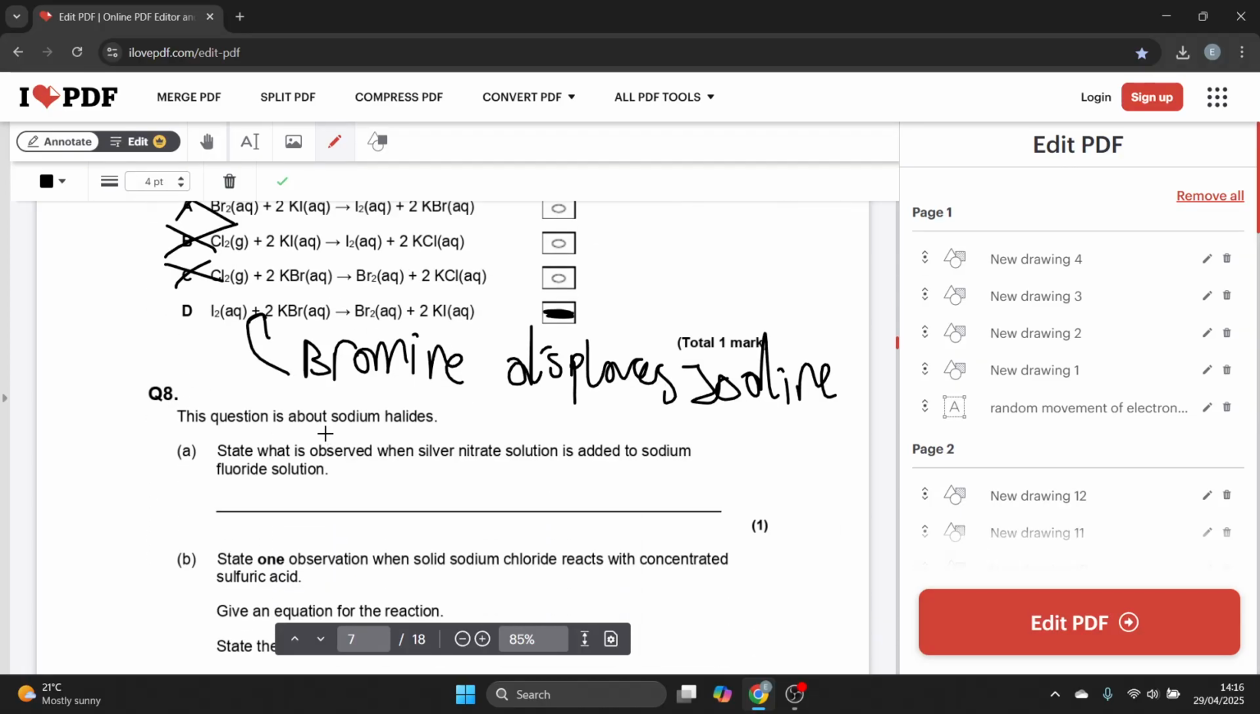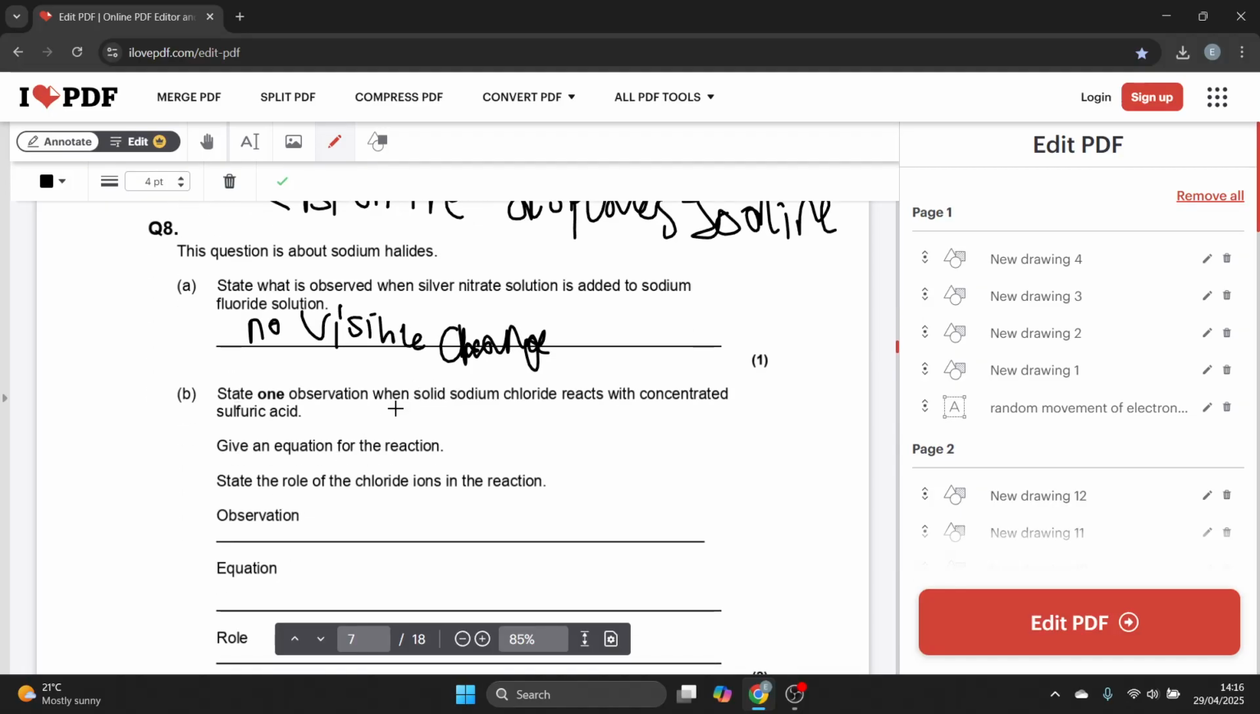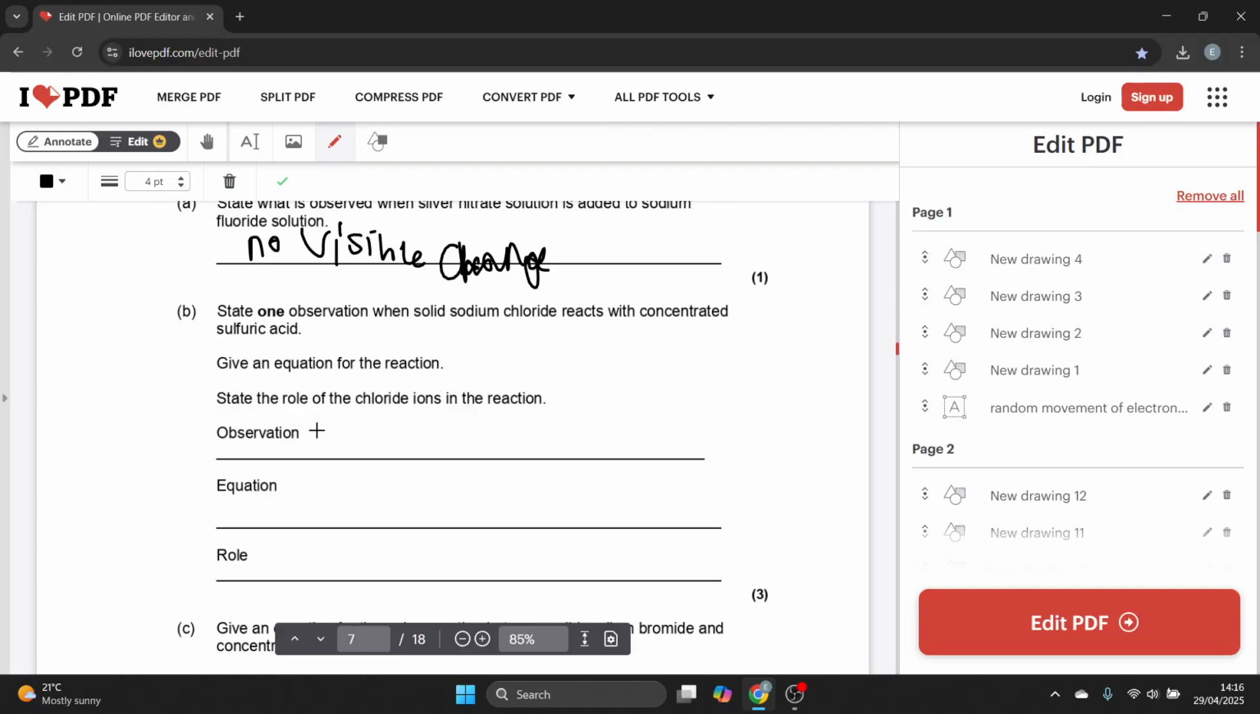This question is about sodium halides. Add sodium nitrate solution to sodium fluoride solution. I always like this one. You don't say nothing, you have to say no visible change. State one observation when solid sodium chloride reacts with concentrated sulfuric acid: misty white fumes of gas.